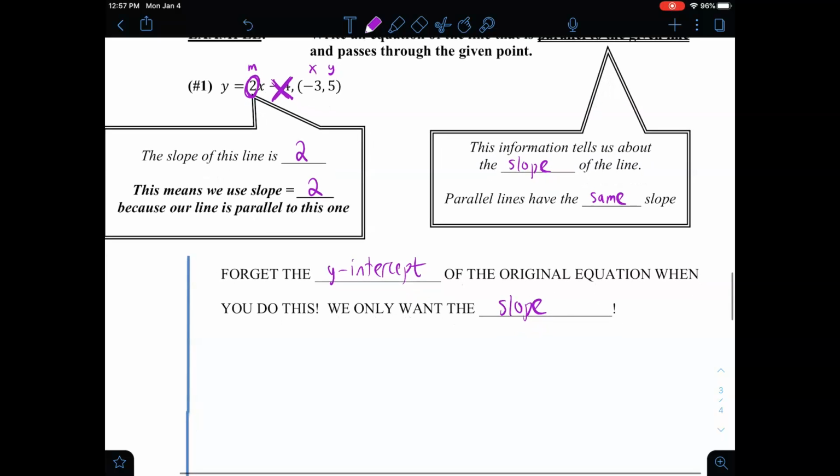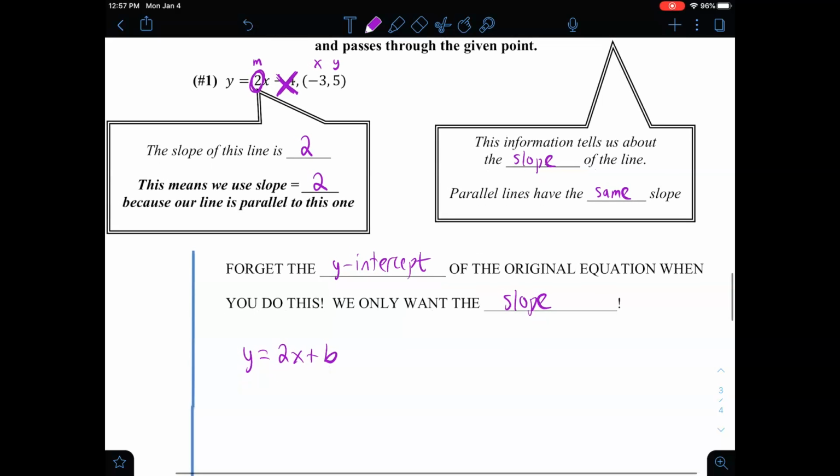So let's get into this now. We're going to do y equals 2x plus b, because we only want the line that's parallel to the 2x minus 4, so the slope is going to be 2. And then we're going to plug that stuff in for x and y.